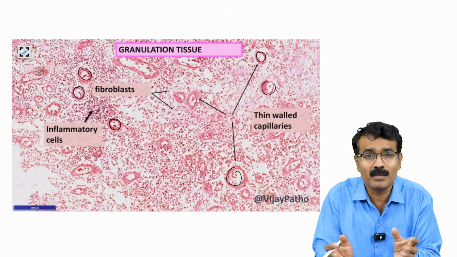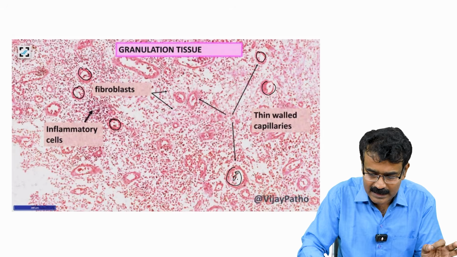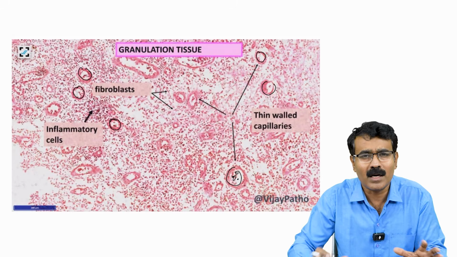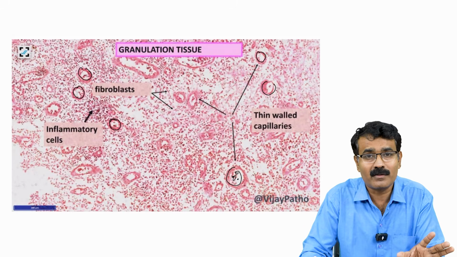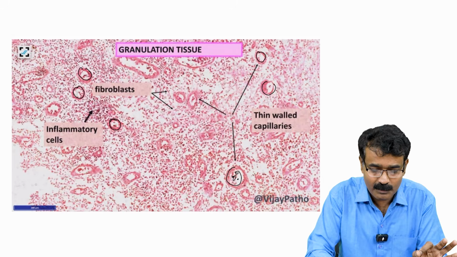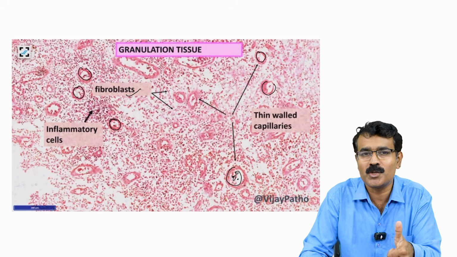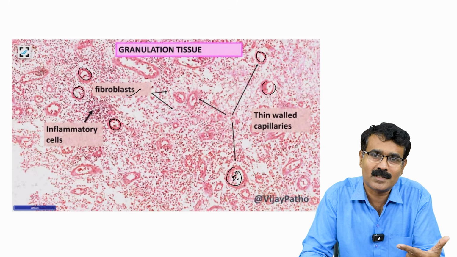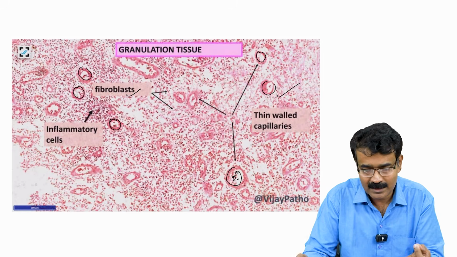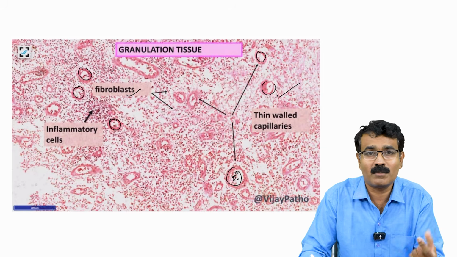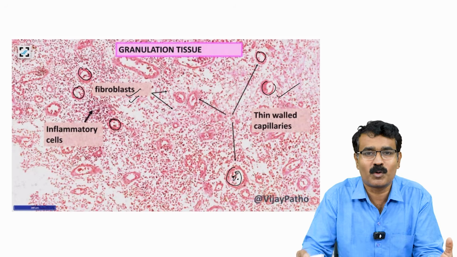Why do I say thin-walled? Because they are lined by only a single layer of endothelium. You have a few RBCs inside the capillaries. So you find multiple thin-walled capillaries of variable sizes. The second important component of granulation tissue is the fibroblast, because you know that granulation tissue has two components, angiogenesis and fibrogenesis. Angiogenesis is demonstrated by the presence of thin-walled capillaries, whereas fibrogenesis is demonstrated by the presence of spindle-shaped cells, the fibroblasts.